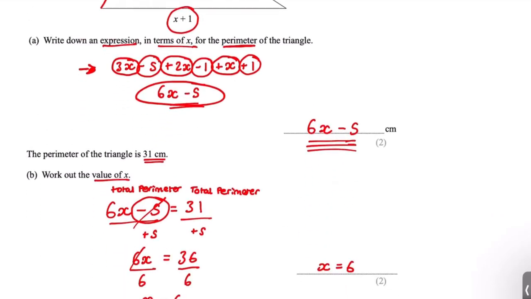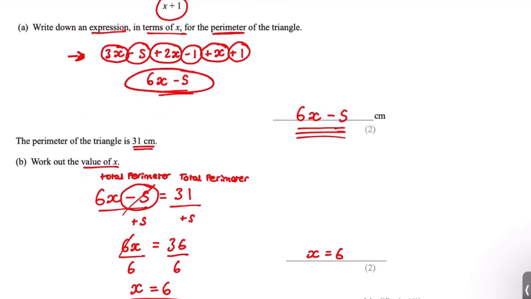And then for the second part of the question, it said that the perimeter of the triangle was 31 centimeters. Now, the expression that we worked out over here was an expression for the total perimeter of the triangle. We're given a numerical value for the total perimeter in the next part, which is 31 centimeters. And we know that this expression must be equal to the total perimeter that we've been given. So that means 6x minus 5 must be the exact same as 31. Okay, so once we know that, then we can just rearrange to work out what the value of x is, and we got that x is equal to 6.